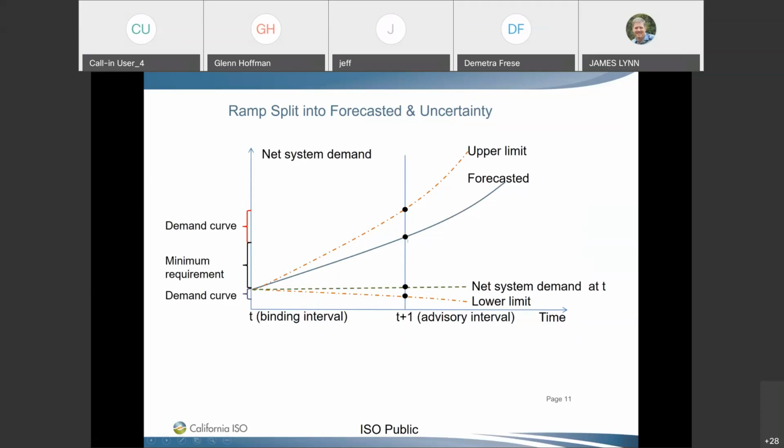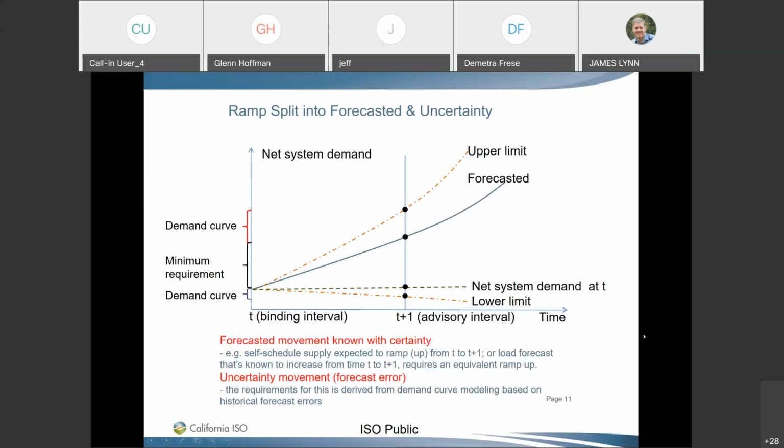We will procure energy for uncertainty, going from the forecasted limit to the upper limit. And the difference between the net system demand and the forecasted, that's a forecasted movement. Because this is where we position the resources in the multi-interval optimization to say, I'm here now, this is where I expect to be in interval T plus 1. So I've forecasted that the resources are already going to move, and therefore I've already met some of my upward requirement in this particular condition.